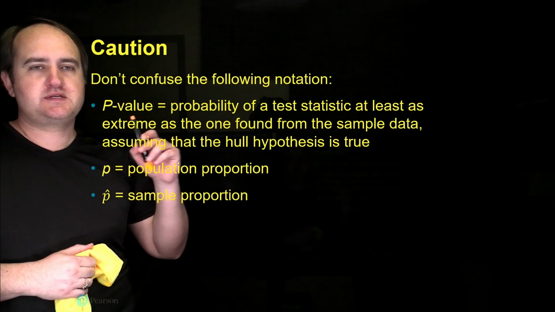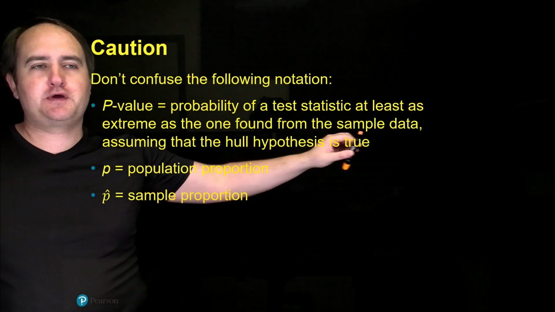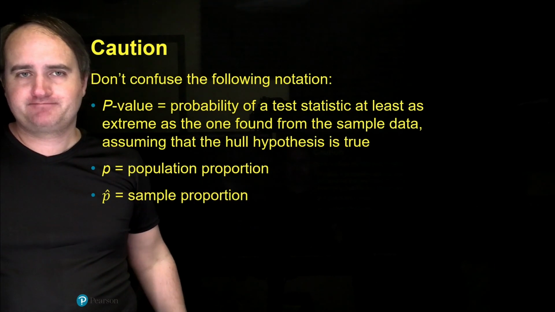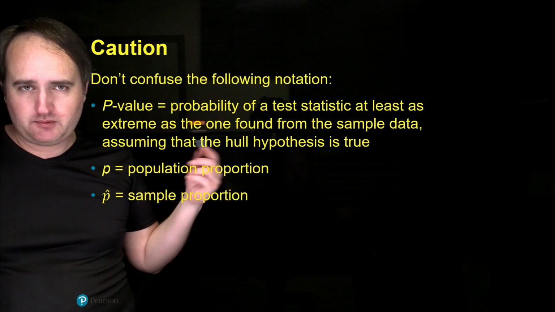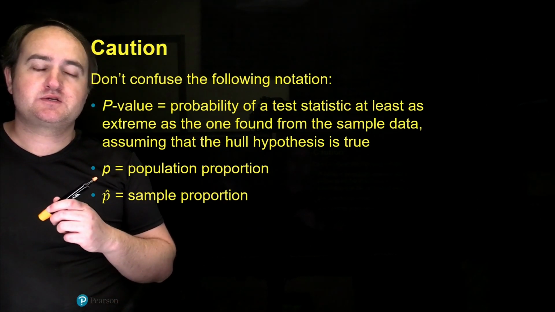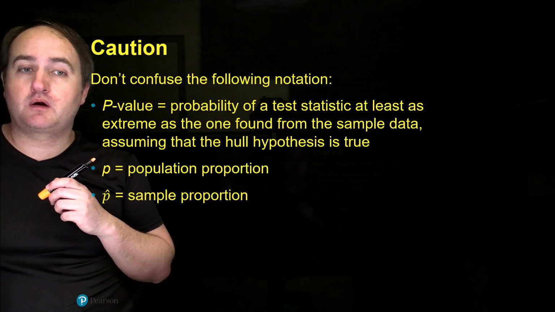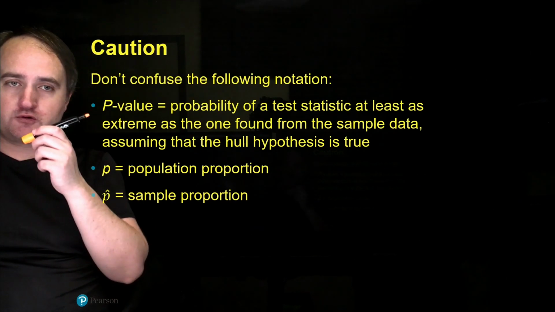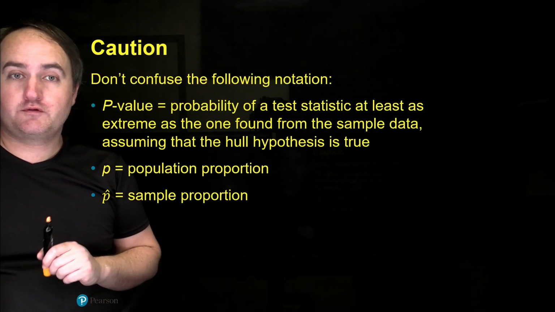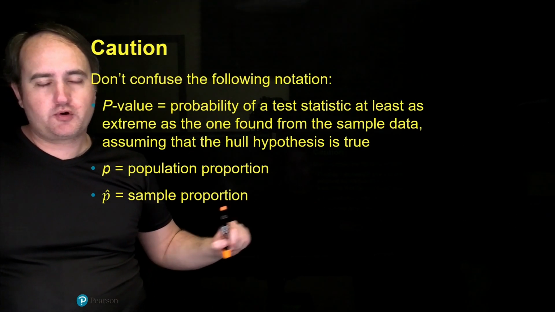Okay, or in our book, they say the p-value is the probability of a test statistic at least as extreme as the one found from the sample data, assuming that the null hypothesis is true. But I just think of it as an area that we look up. That's usually an easier way to think of it. P is the population proportion that shows up in our null hypothesis and our alternative hypothesis. Don't confuse that with the p-value. Okay, and also don't confuse either of those with p hat, which is your sample proportion.